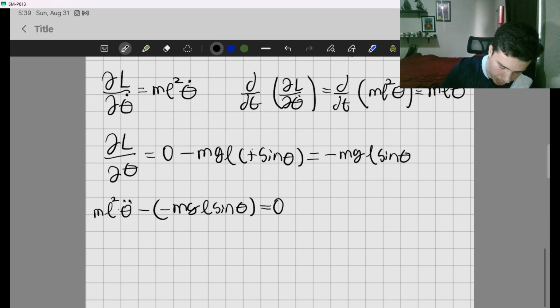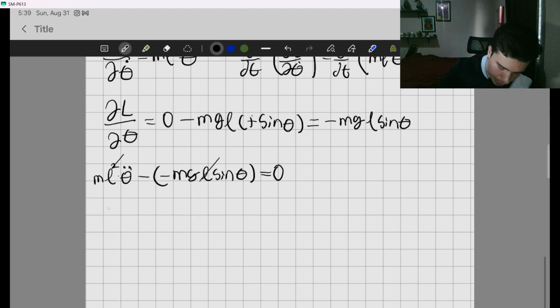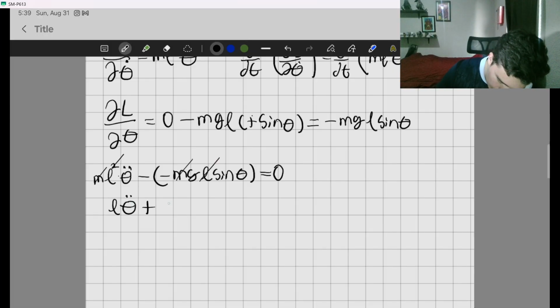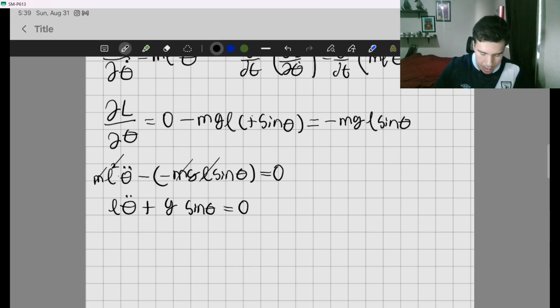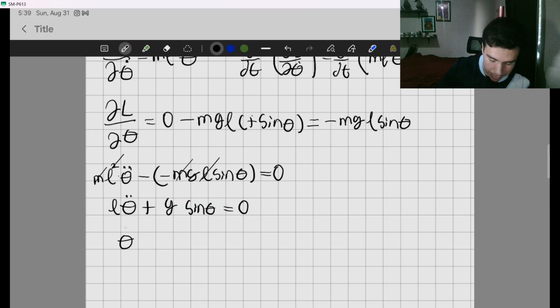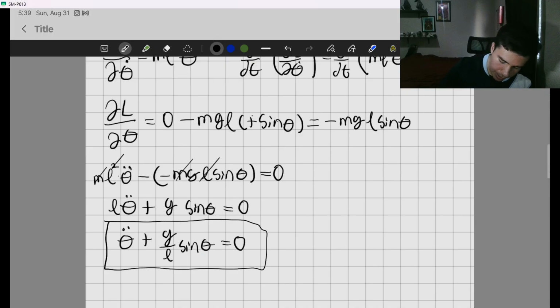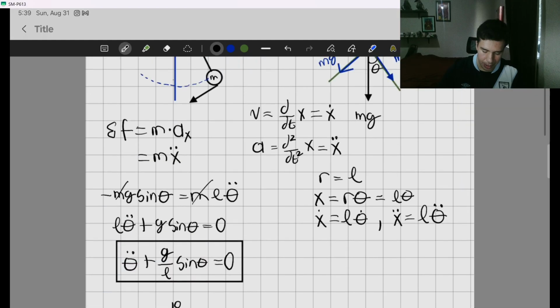Okay, and we can reduce this, and we have the m's, which can be removed from the equation. We have L theta double dot plus g sine theta equals 0, and leaving the acceleration alone, we will have theta double dot plus g over L sine theta equals 0. And there you have it. Basically, this is the same equation that we have right here.